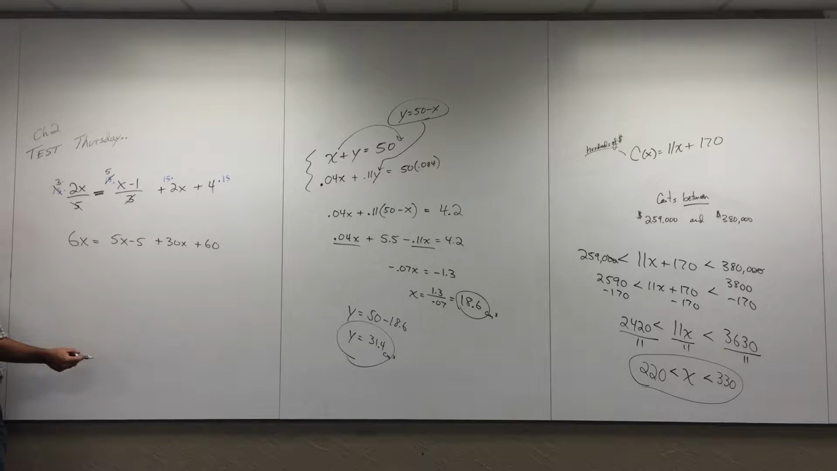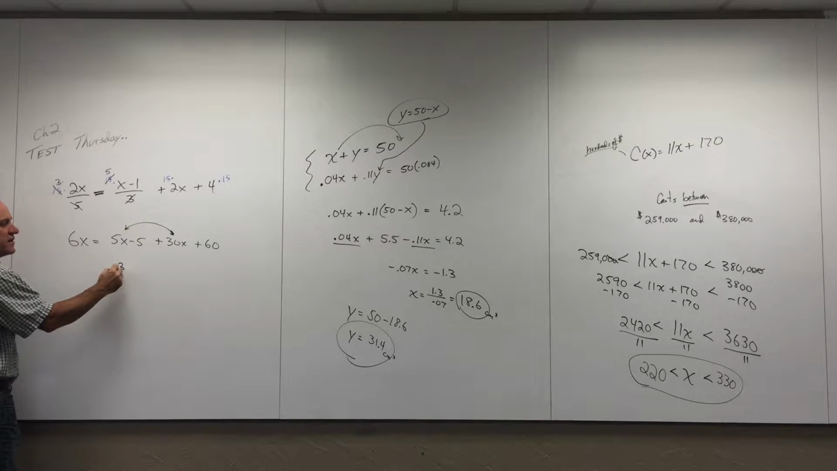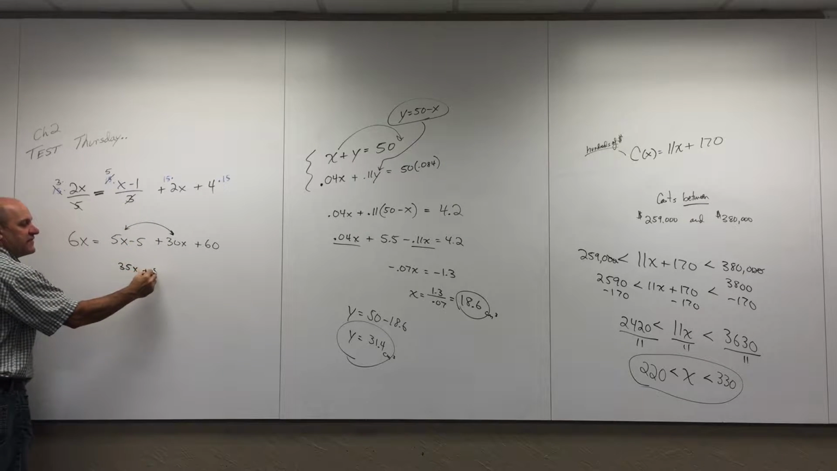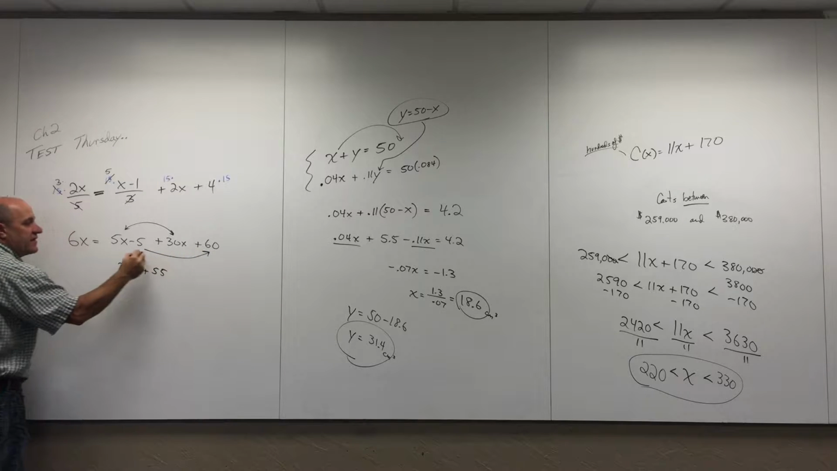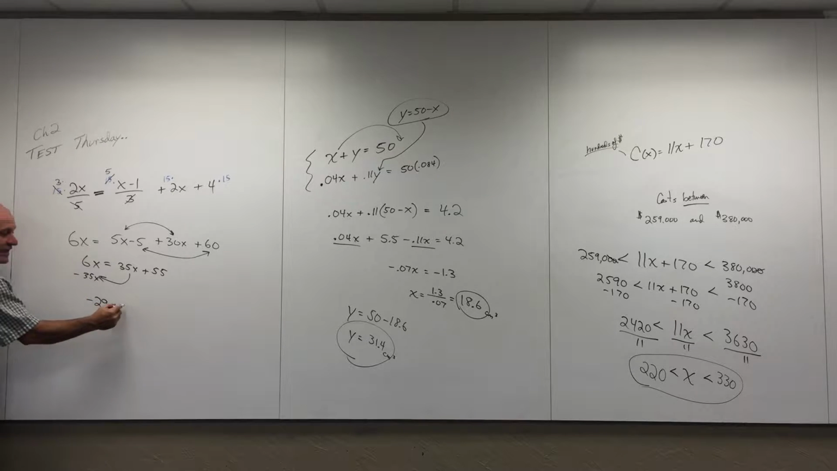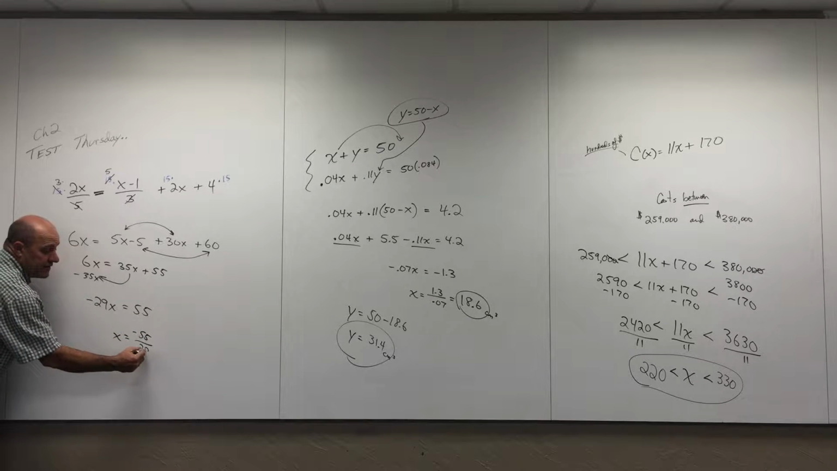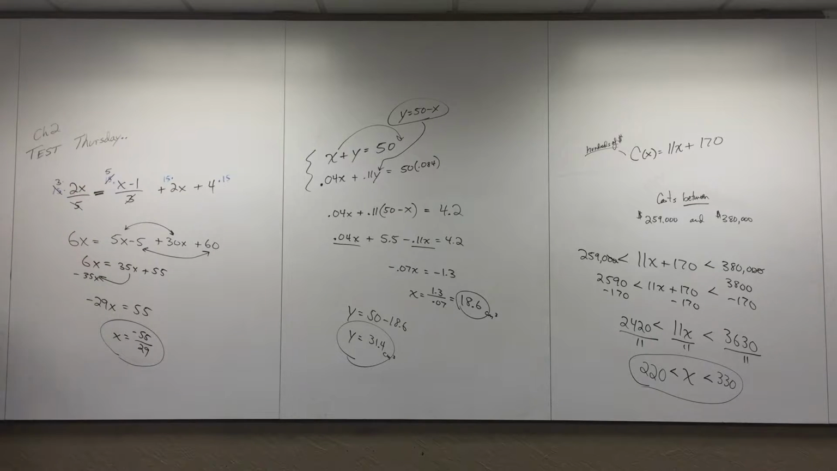I'll finish this by gathering some like terms together. This is a 35x right here, and this is a 55 when you add these numbers together. They're all on that side of the equal sign. So I think I should move this to this side of the equal sign, which would mean I subtract, which gives me negative 29x. A lot of people lost their negative sign. And now you divide by that, and this is my answer. It's a nasty little answer, but that's the answer when you solve this equation.